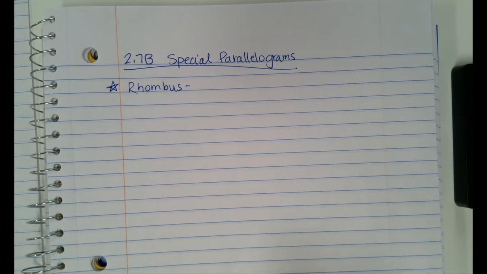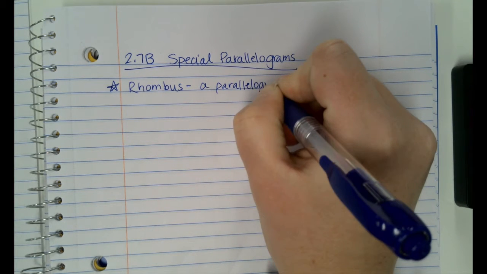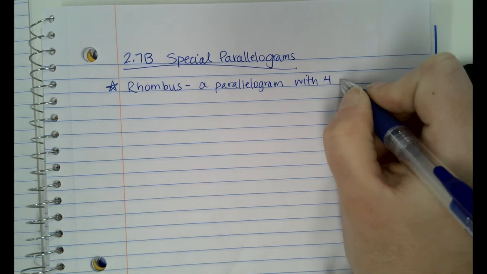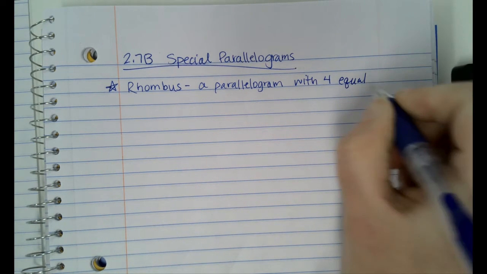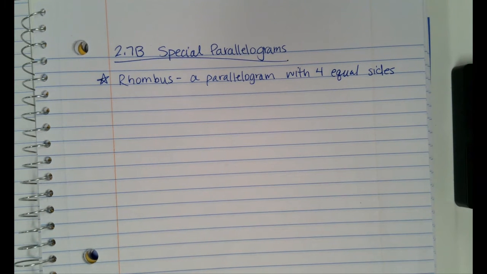Easy definition. It is a parallelogram with 4 equal sides. It is a parallelogram with 4 equal sides. Normally, our parallelograms just have the top 2 sides are equal and then the other 2 sides are equal, right? Here, they're all going to be equal, okay?